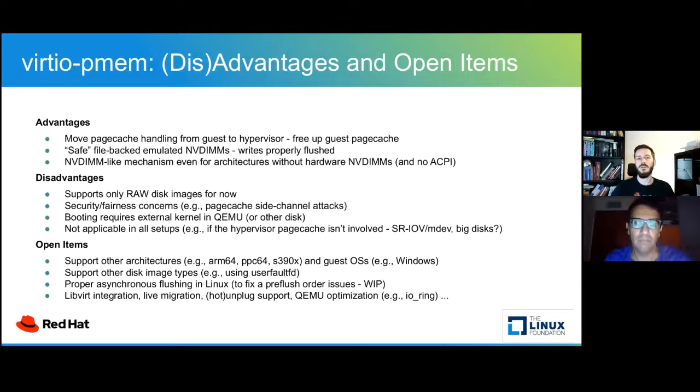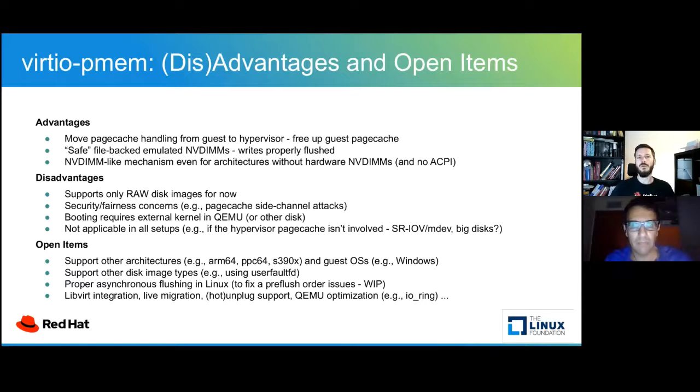But also there are some disadvantages. Because we map this disk image directly into our VM physical address space, we really only support raw disks for now, so no QCOW2 or similar. Also, because we're using the hypervisor page cache now with multiple virtual machines, there are quite some security, but also fairness concerns that at least users have to be aware of. Similar to real NVDIMMs, booting is not supported and requires an external kernel or another disk image, which could, for example, be read-only or similar.